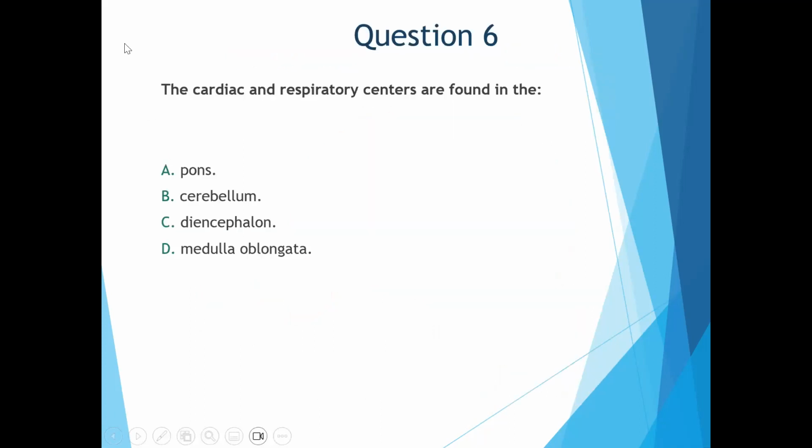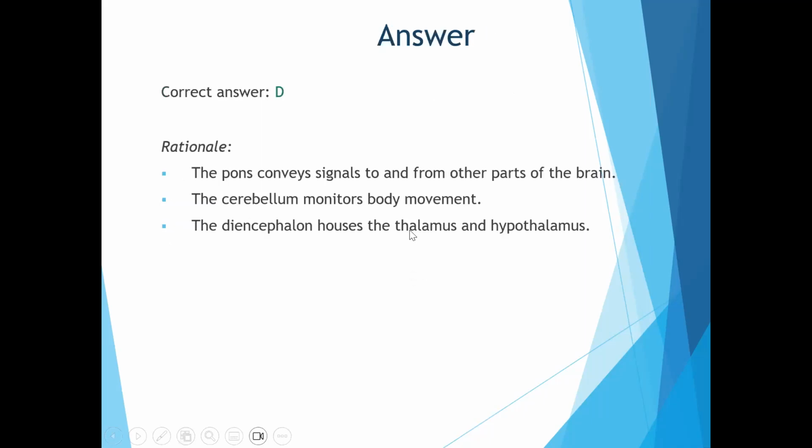Okay, question 6. The cardiac and respiratory centers are found in the A, pons, B, cerebellum, C, diencephalon, or D, medulla. Try to remember back to our brainstem slide. And the answer is D, medulla.